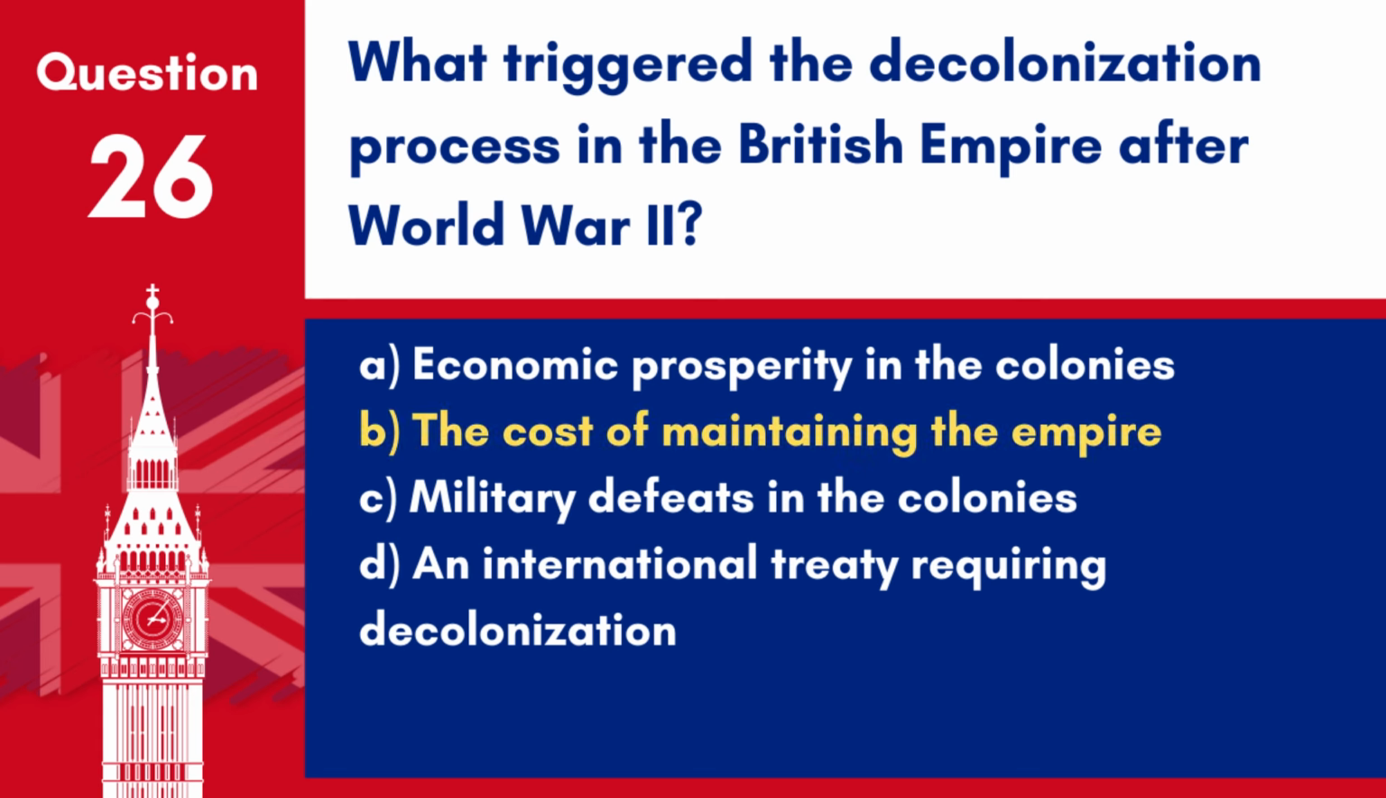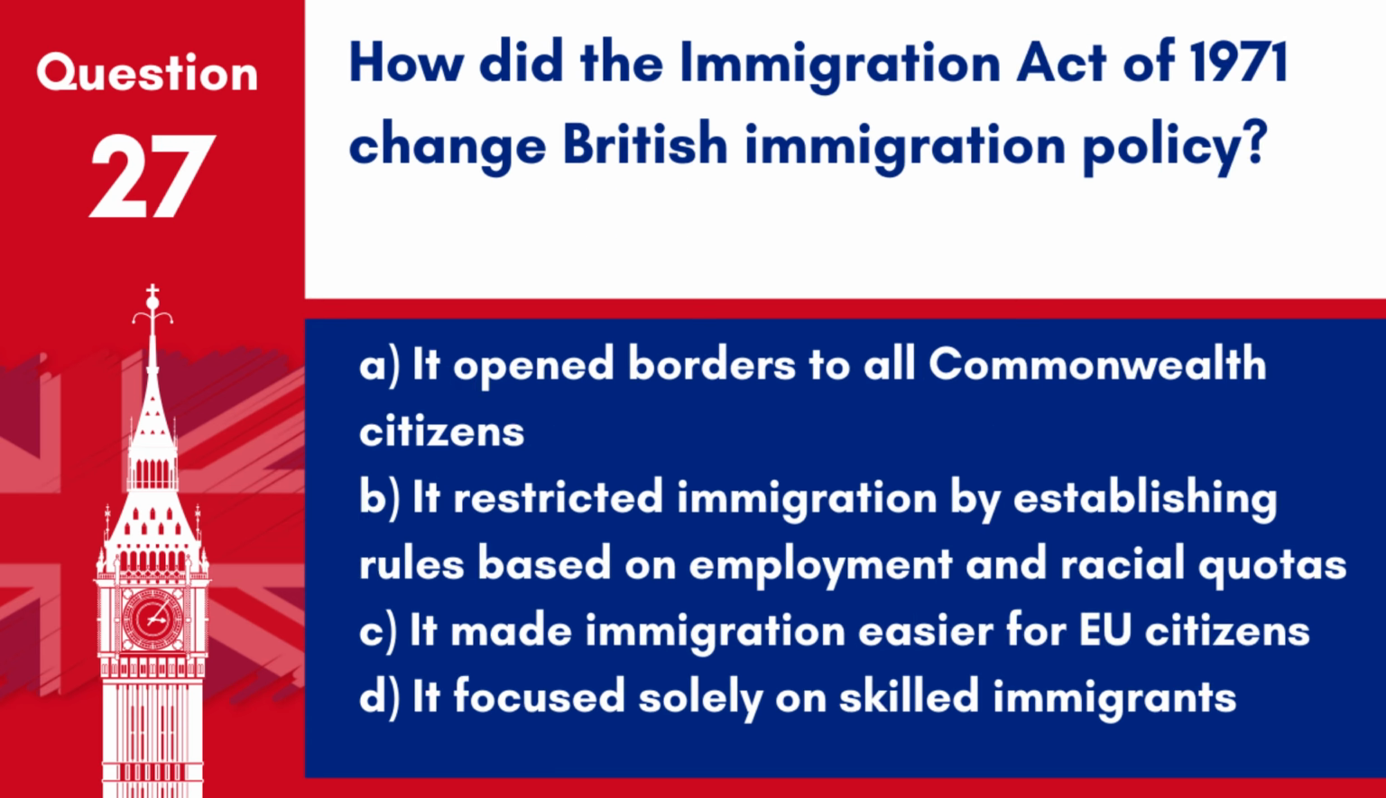Answer B. The cost of maintaining the empire. The decolonization process was largely triggered by the high costs of maintaining the empire and changing international attitudes towards imperialism and self-determination post-World War II. Question 27. How did the Immigration Act of 1971 change British immigration policy?